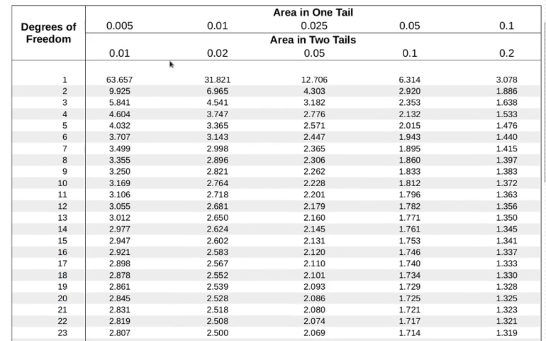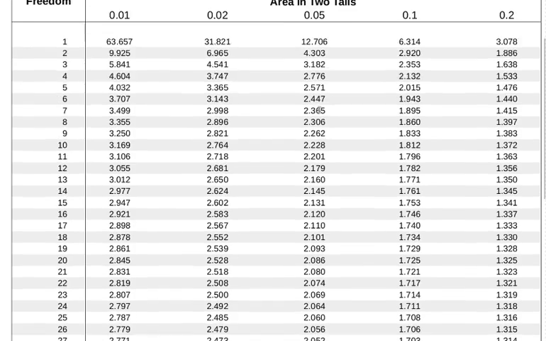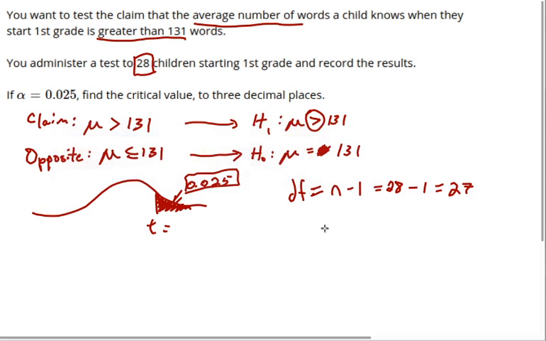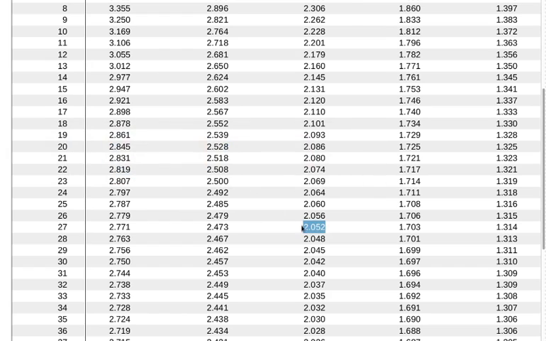And my significance level is 0.025. Now it's important to realize that this is a right tail test, so we don't look in the area in two tails, we look in the area in one tail, 0.025. So I look in the middle column in the 27th row, and my critical value is then 2.052. Now one thing to note, if this had been a left tail test, the same process applies, we just turn this into a negative 2.052.